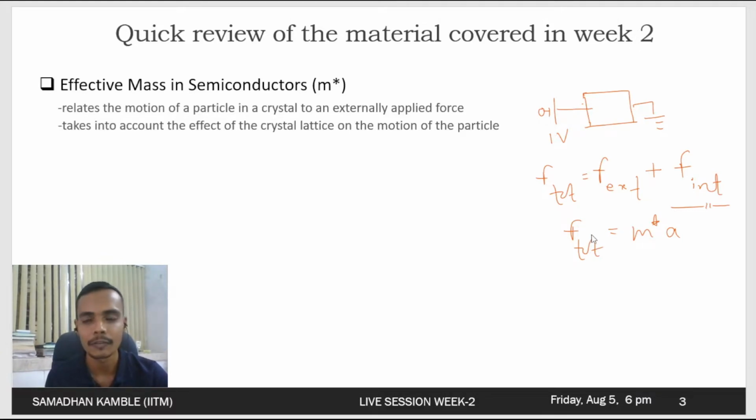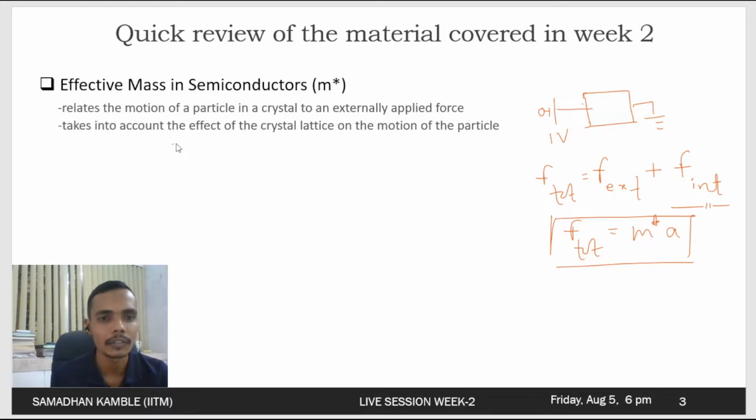So F total is directly proportional to the acceleration, with the proportionality constant being m star, which is the effective mass of charge carriers inside the crystal. As it is written here, it takes into account the effect of the crystal lattice on the motion of the particle. So how do we calculate this? How do we derive the formula for m star?